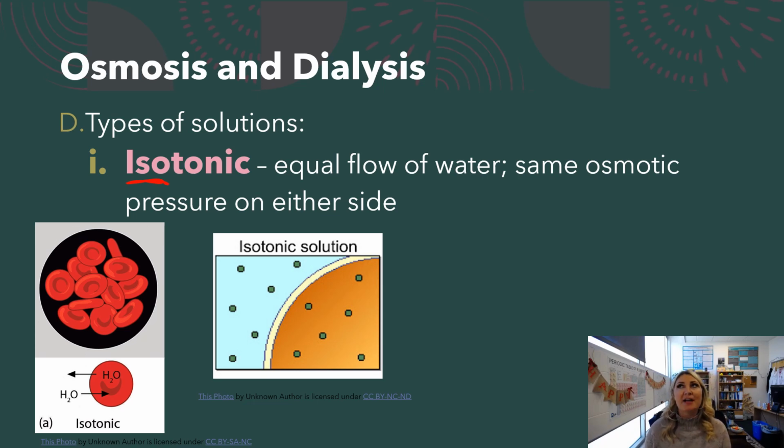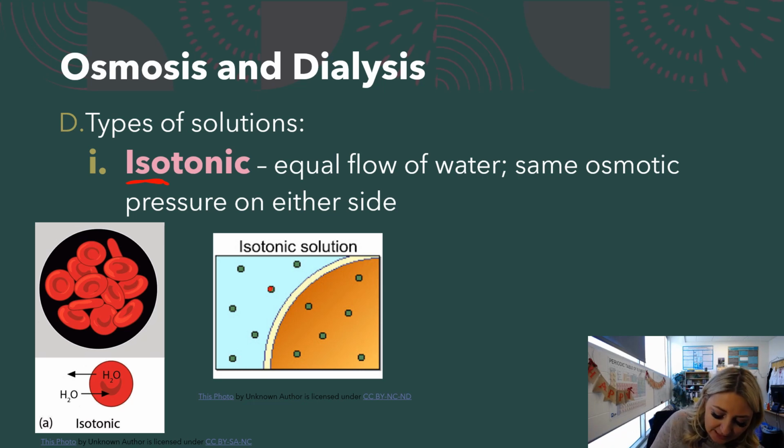One thing to keep in mind is when you have a cell that's placed into an isotonic solution, it doesn't mean that you have no flow of water. It just means that water is going into the cell at the same rate that it's coming out of the cell. You have equal flow of water and equal osmotic pressure on both sides.